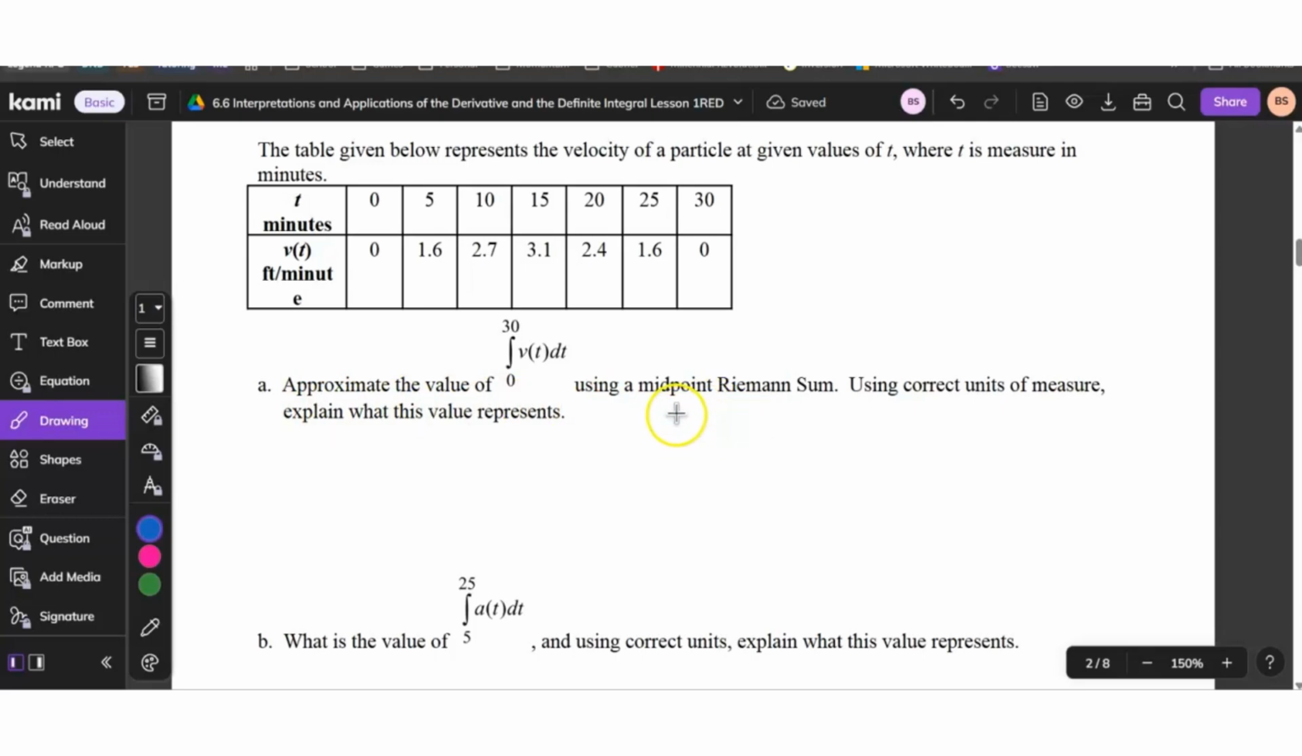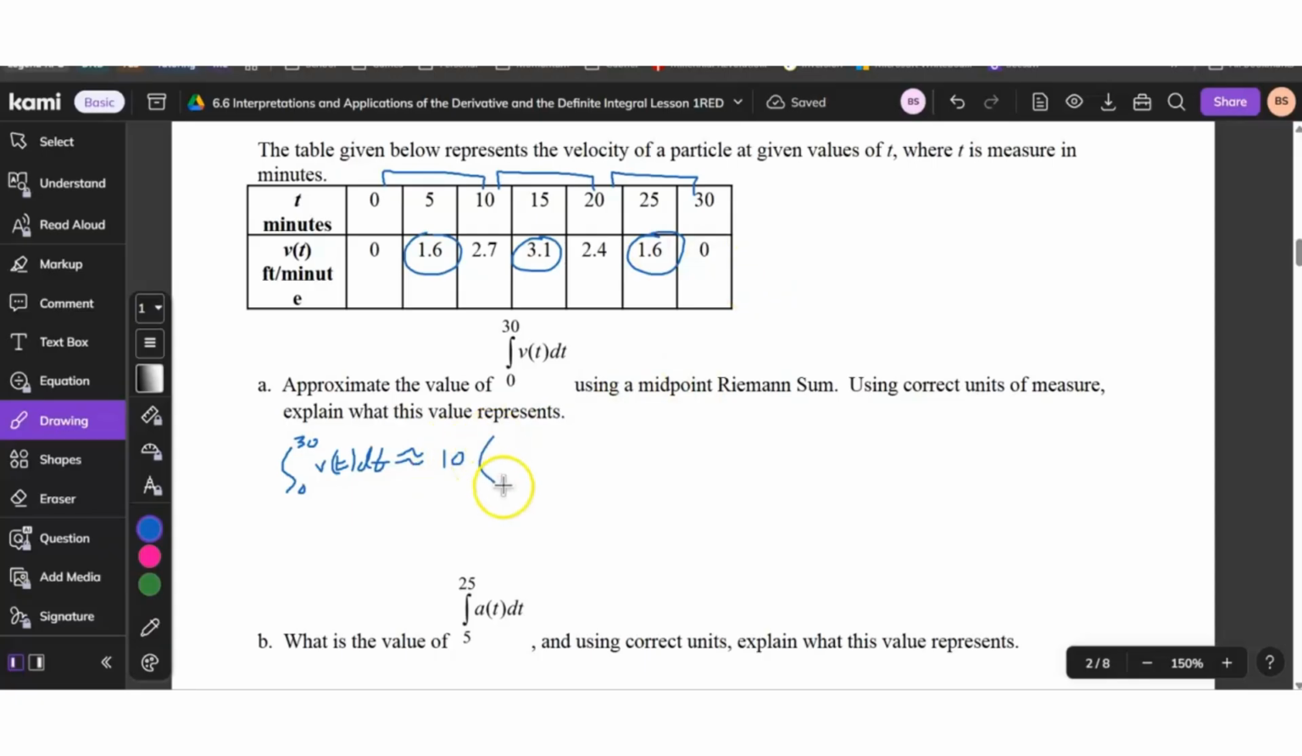If it doesn't tell us, but we need a midpoint, I would probably leave a space in between, because then we can actually have those midpoints to find the height of the rectangle. So we can approximate this as the integral from 0 to 30 of v(t) dt. Is the width of each one of these rectangles the same? Yes, it's always 10.